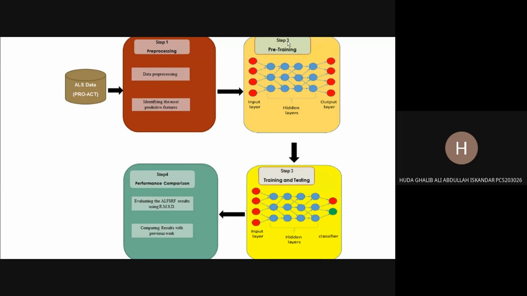In the second step, a pre-training is adopted here. In this step, the model is going to be fed with all the features in the dataset to extract the most predictive features, and to come up with the optimal model with the optimal hidden layers. In the third step, training and testing, the dataset is going to be divided 80 to 20% for training and for testing. And in the fourth step, performance comparison, we will evaluate our results and compare them with other previous works in ALS.